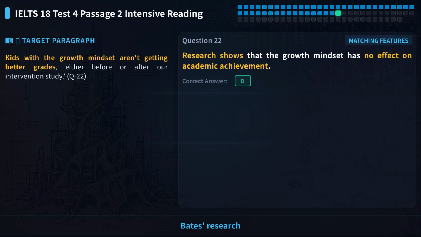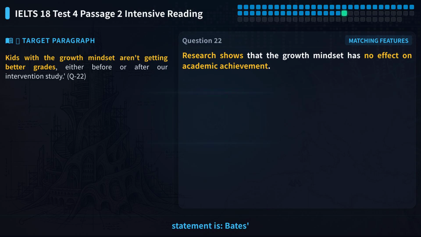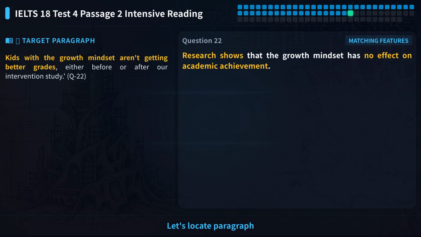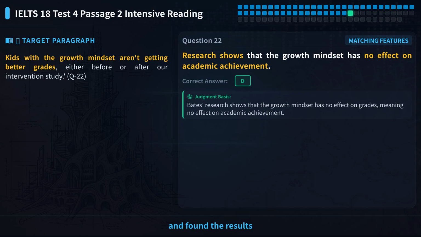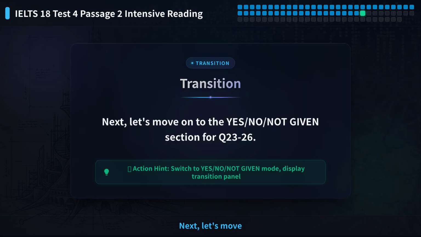Now question 22. Bates' research shows that the growth mindset has no effect on academic achievement. Please pause the video and choose the correct person from A to D. The core of the statement is, Bates' research conclusion, growth mindset has no effect on grades. Keywords are Bates and no effect on grades. Let's locate paragraph 5. Professor Bates tried to repeat Dweck's research and found the results were null. He said, kids with the growth mindset didn't get better grades. So the answer to question 22 is D. Next, let's move on to the yes/no/not given section for Q23-26.